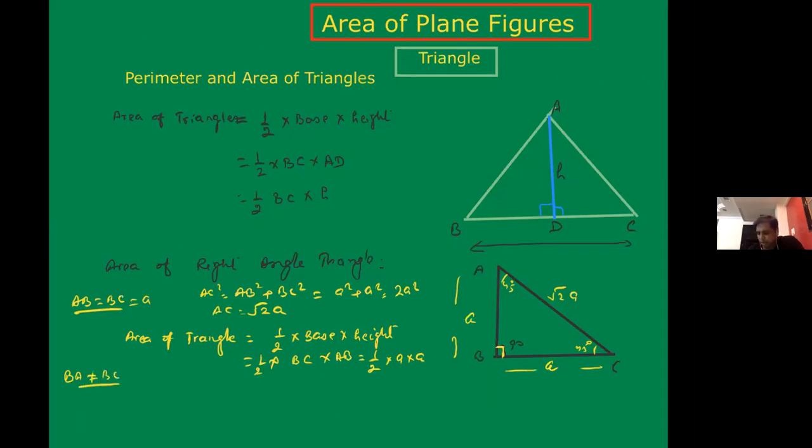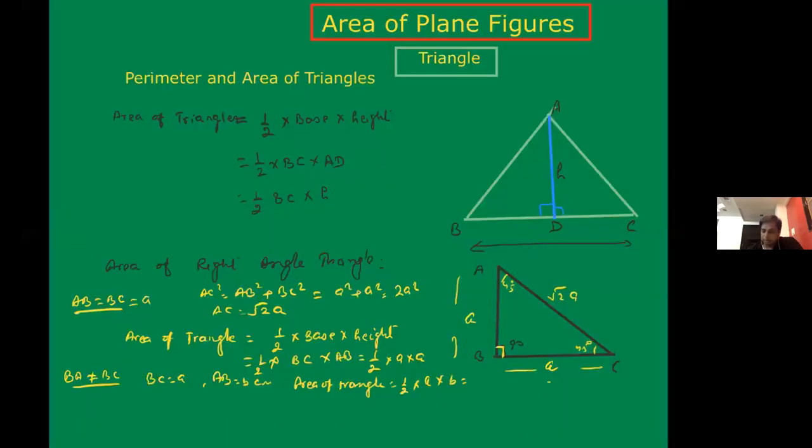Okay, if AB and BC are not the same, AB not equal to BC, then if I consider BC equal to A centimeter and AB equal to B centimeter, the area of the triangle will become 1 by 2 base into height. So the base is A, the height is B. So this will become the area of the triangle, 1 by 2 base into height.